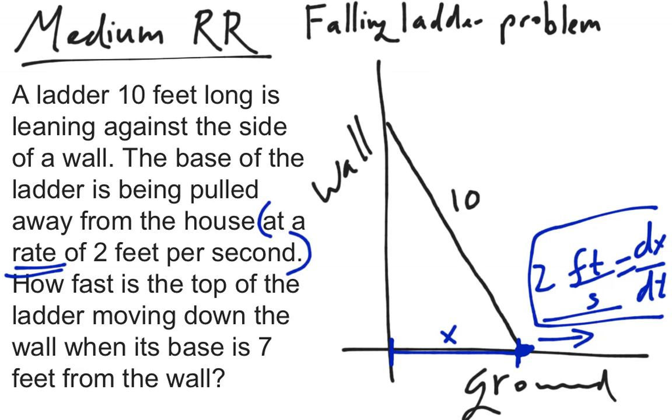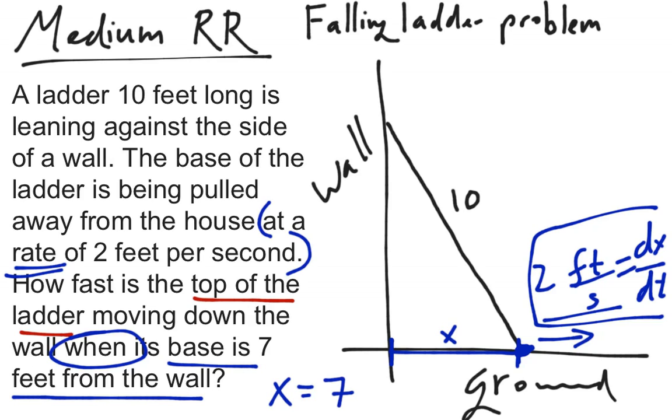Excellent. Well, let's see, what else do we have? How fast is the top of the ladder moving down when the base is 7 feet from the wall? Now, you'll often see this phrase "when," and that means that x is going to equal 7 at some point. At some point, not right away. Remember, there was a wrong way and a right way.